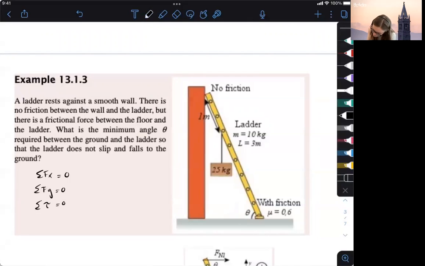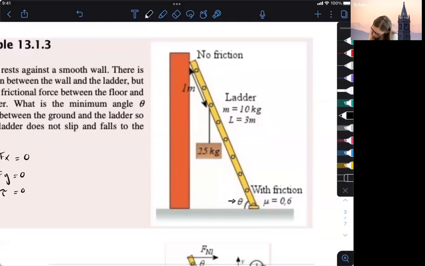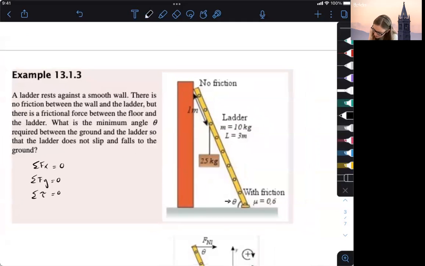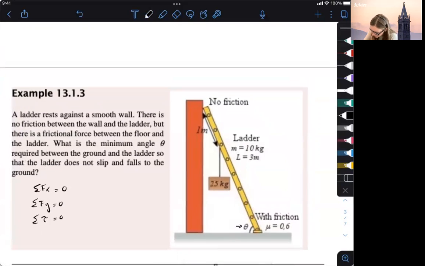Okay. So we're asked to find this minimum angle. So we're going to model our problem and our minimum angle required between the ground and the ladder. Oh, we're trying to find this theta right here. Okay. So we're going to model everything using that theta and set everything equal to 0. And then we're just going to try to algebraically figure out how we can solve for that theta. Okay. So looking at this, we know we have a couple of things going on.